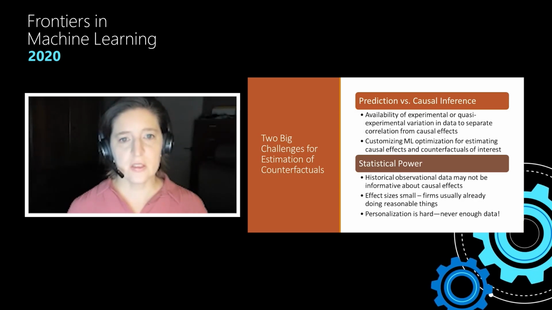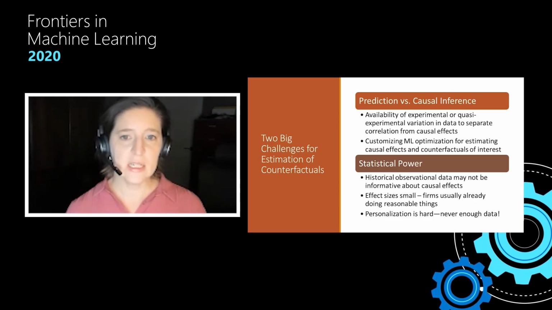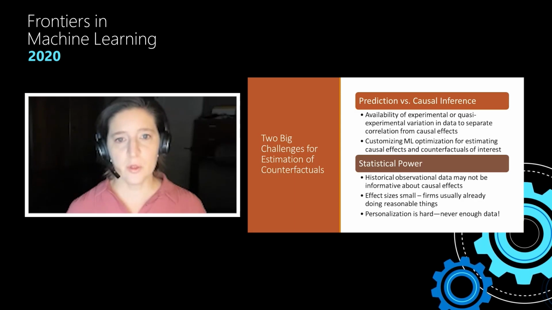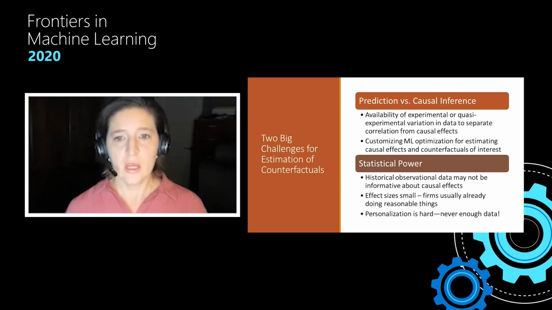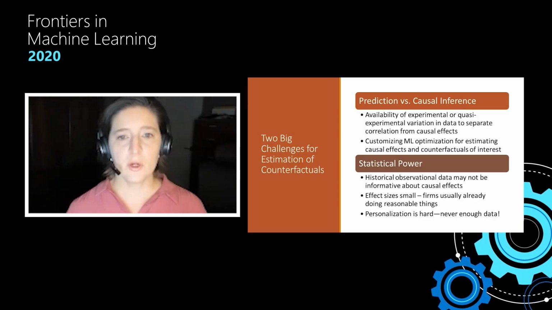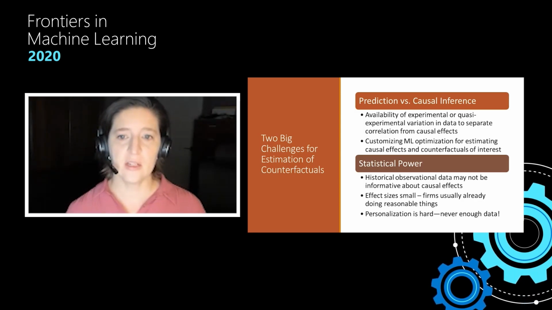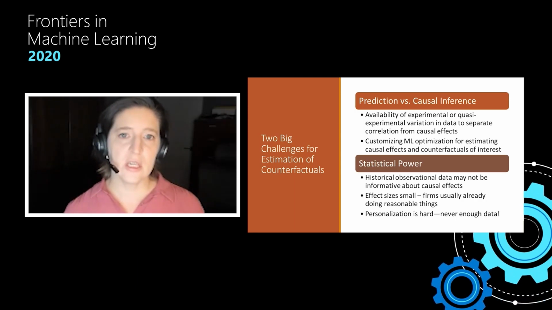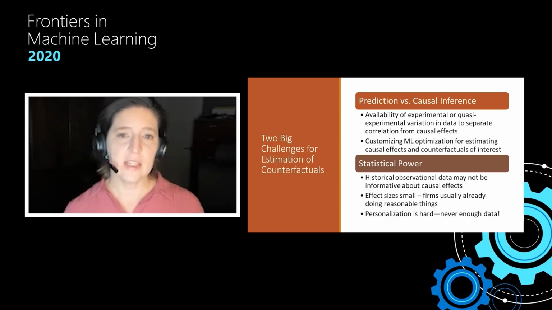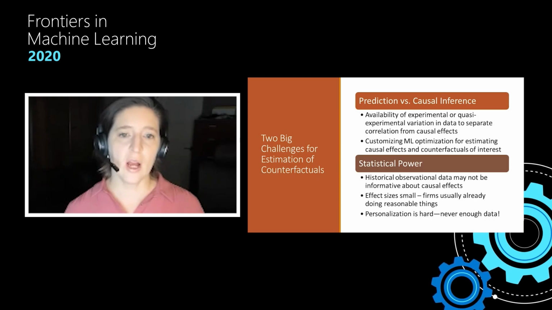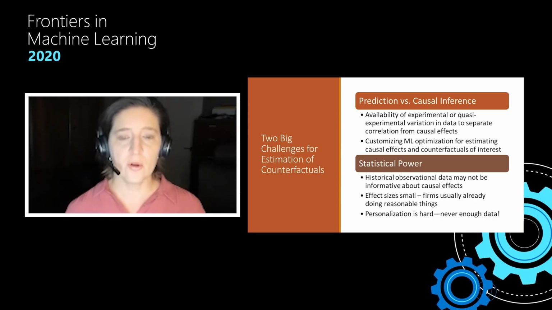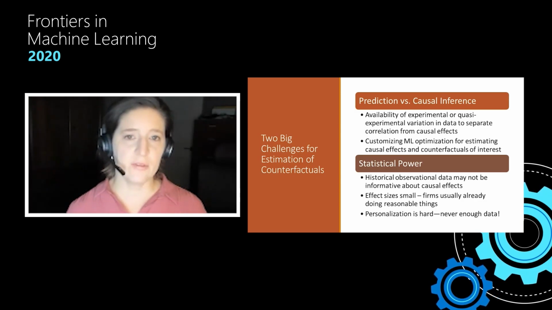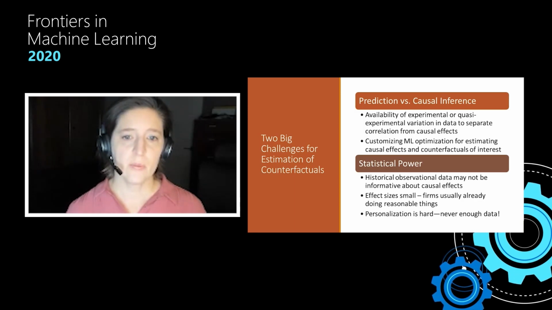Doing counterfactual inference is substantially harder than prediction. And indeed, there can be many data situations where it's actually impossible to estimate counterfactual quantities. It's essential to have the availability of experimental or quasi-experimental variation in the data to separate correlation from causal effects. That is, we need to see whatever treatment it is we're studying, that needs to vary for reasons that are unrelated to other unobservables in the model. We need the treatment assignment to be as good as random after adjusting for other observables.